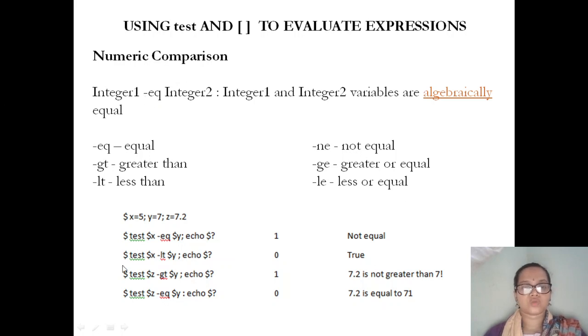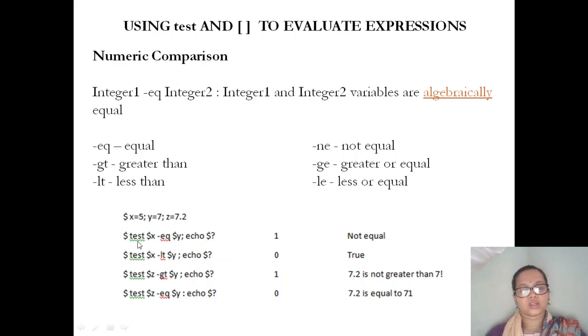So come on, let's look into an example which we are going to see now. See here, x is assigned 5, y is assigned 7 and z is assigned 7.2. Remember we said that we will work only on integral parts. Still we have taken one floating point number. How it will work, we will see.